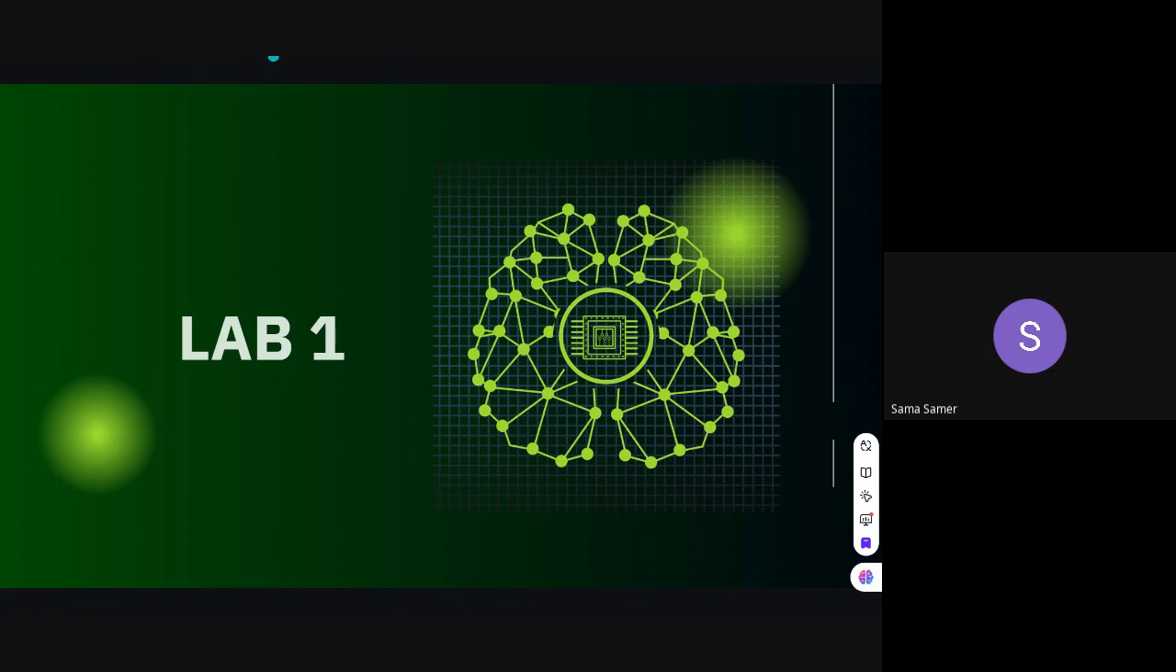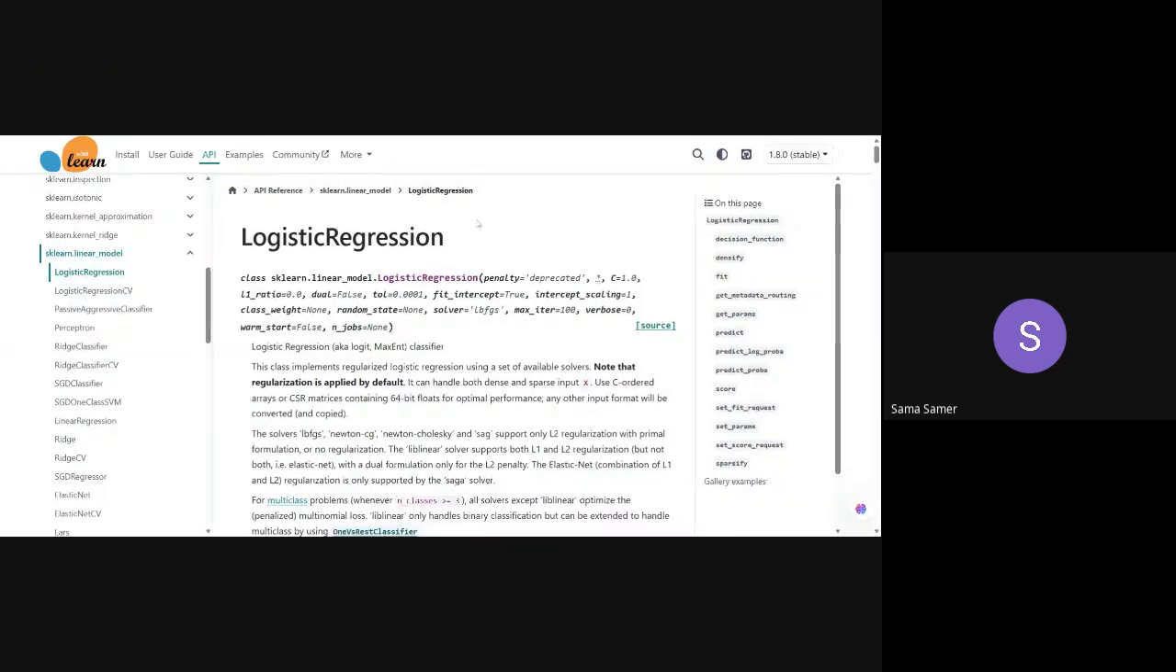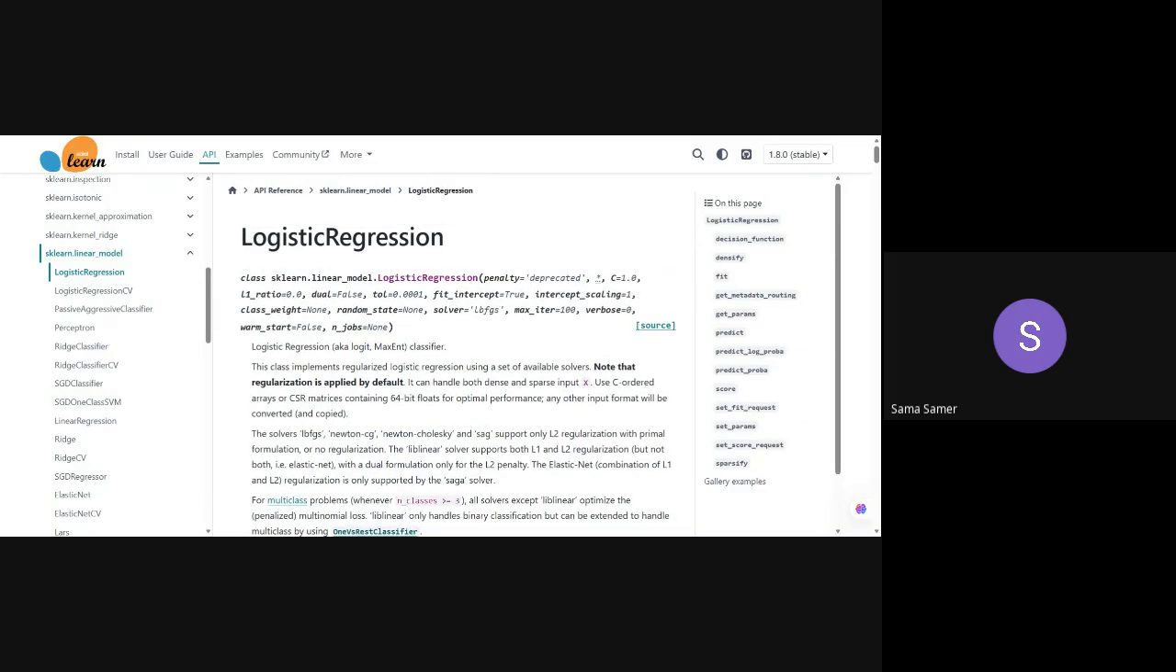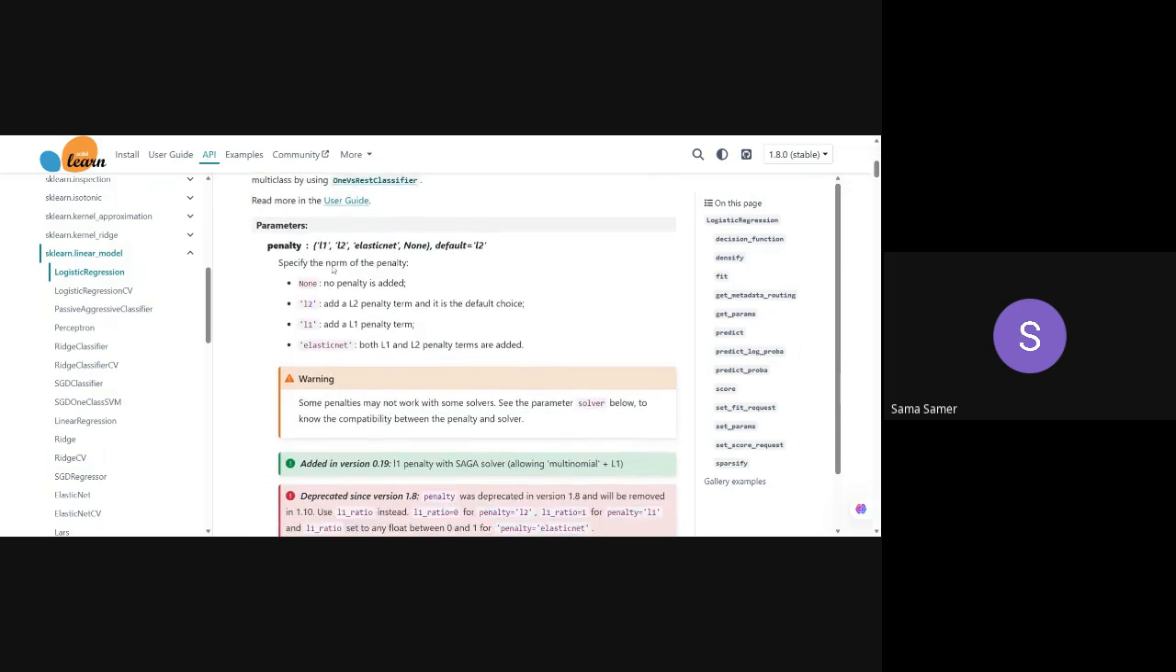So before going to the lab, I will share with you the logistic regression parameters. Here, this is our logistic regression parameters. This is the official documentation of logistic regression. And the point here is not about knowing all the parameters; the point for me is to know how to use each parameter and in what way. So logistic regression is used here from sklearn.linear_model.LogisticRegression. We have here the penalty. The penalty means the specific norm of the penalty.